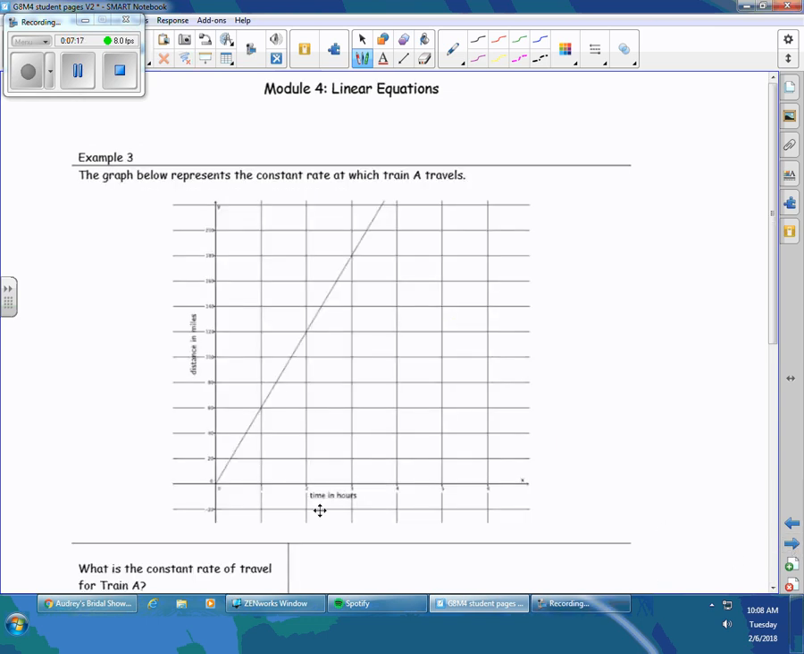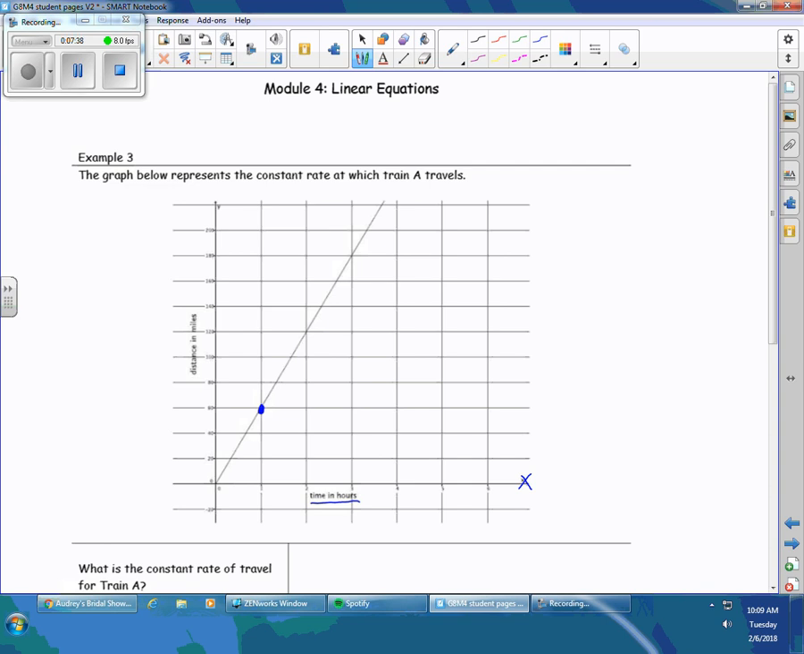Next page. We have a train. And let's take a look at how fast this train is traveling. This is my hours. My x is my time in hours. My y is my distance. That makes sense. And let's see, it's passing an integer coordinate here. In 1 hour, it's going 60 miles.